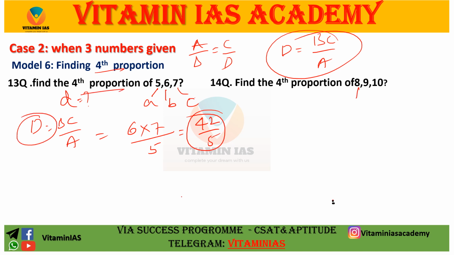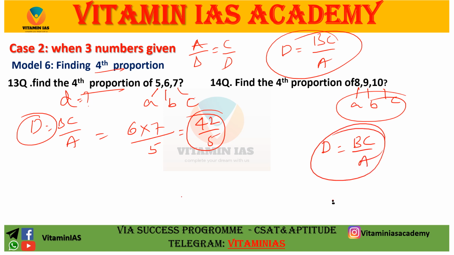Same like that, it will be A, it will be B, it will be C. Substitute these values into the formula D is equal to BC by A. Then you will get the answer of the fourth proportion for these 8, 9, 10 ratios.